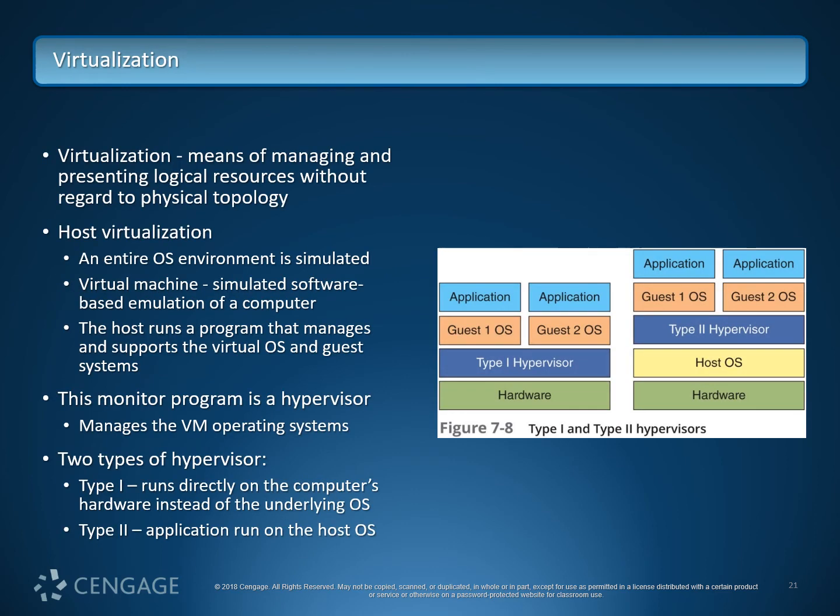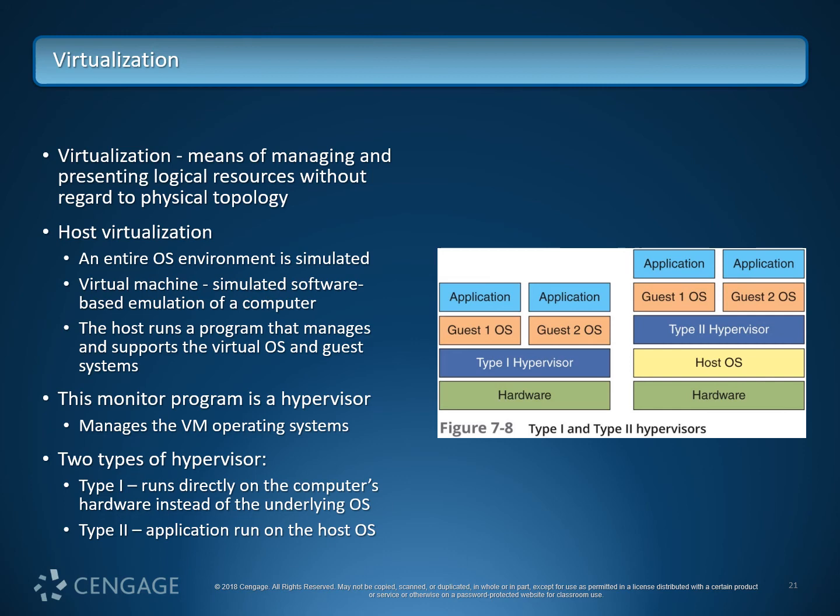So virtualization is just the process of managing and presenting logical resources without regard to physical topology. That means, in layman's terms, we're going to get the hardware and software running as far as the OS can see without worrying about whether or not one particular device is in Florida and the other one's in Iowa. Over the network, it's all considered the same. There might be a little bit of latency, but in general, they're able to behave as if they were physically present near each other. Host virtualization is where an entire OS environment is simulated.